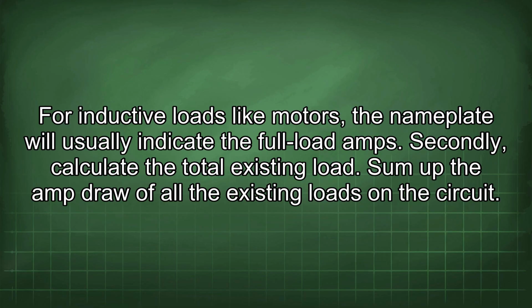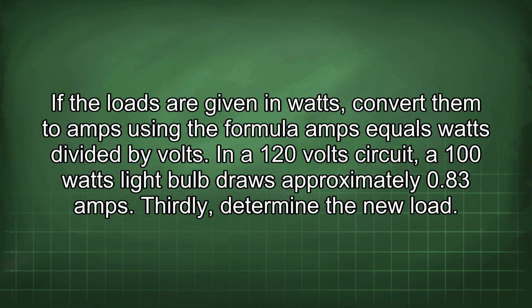For inductive loads like motors, the nameplate will usually indicate the full load amps. Secondly, calculate the total existing load. Sum up the amp draw of all the existing loads on the circuit. If the loads are given in watts, convert them to amps using the formula amps equals watts divided by volts. In a 120 volt circuit, a 100 watt light bulb draws approximately 0.83 amps.